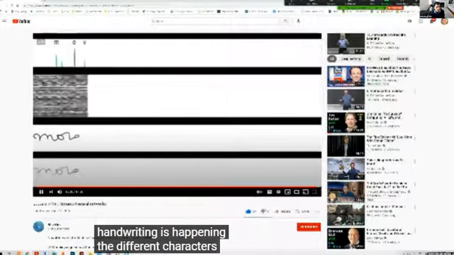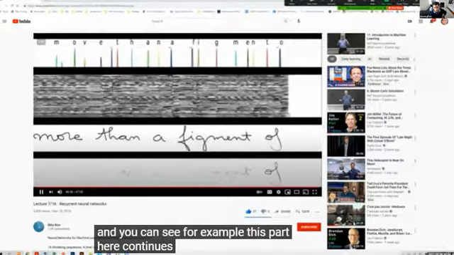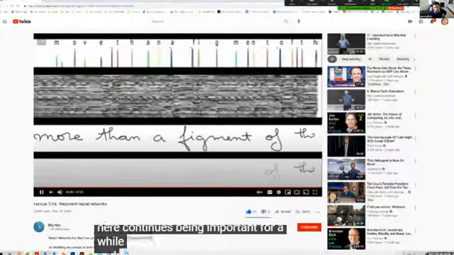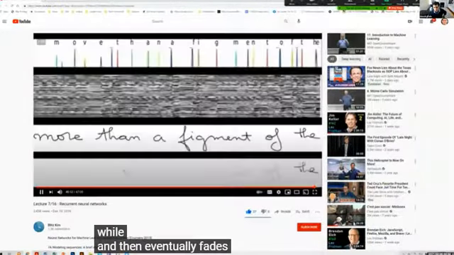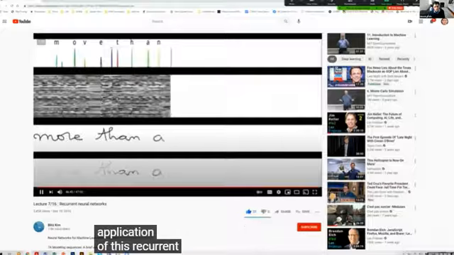Yeah, so you can see here as the handwriting is happening, the different characters are being interpreted. And then you will see them actually changing, and you can see the posterior probability for each of those as you go. And over here, you're basically learning what characters are important and what parts of the system are important. And you can see, for example, this part here continues being important for a while and then eventually fades. So you're learning this as you go. Okay, so this is one very cool application of this recurrent neural network.